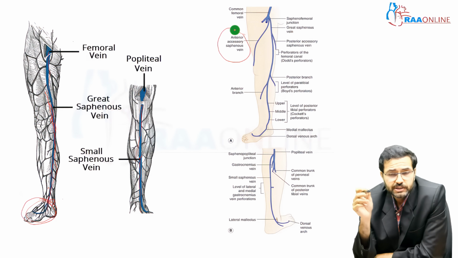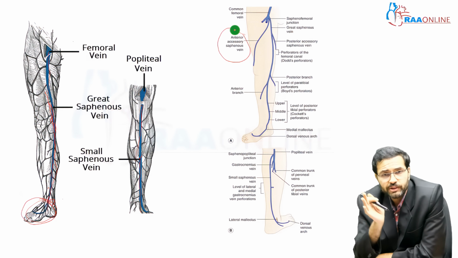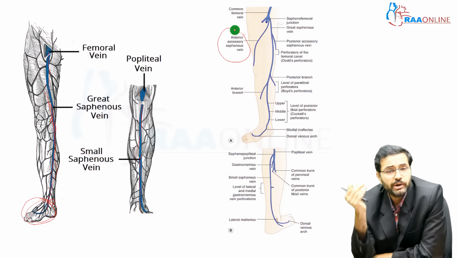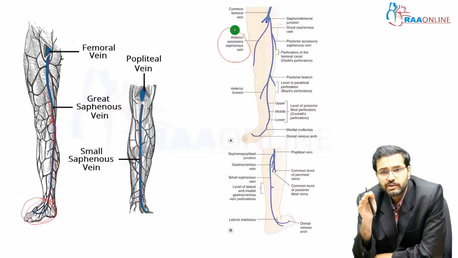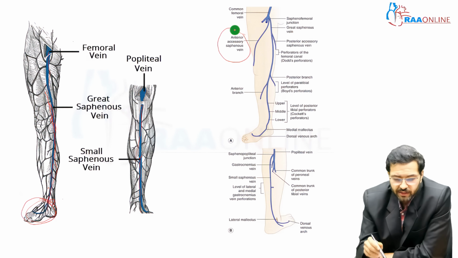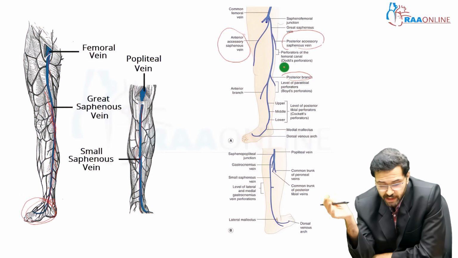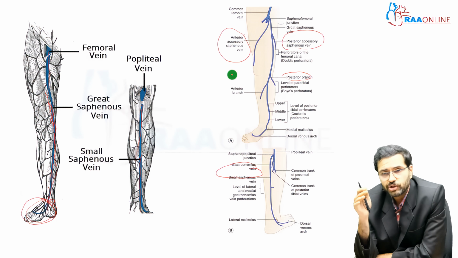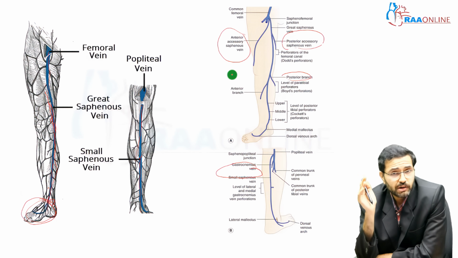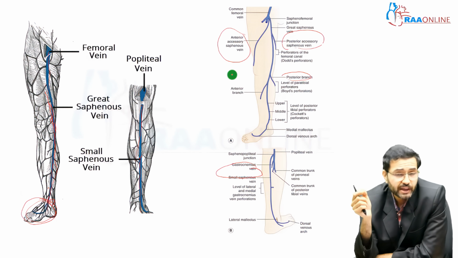So you find that you have draining veins which drain into it, which are called communicating veins. These communicating veins can be the anterior accessory saphenous vein, the posterior accessory saphenous vein, the posterior branch of it, and the anterior branch of the saphenous vein. The long saphenous vein and the short saphenous vein have a lot of draining communicating veins.